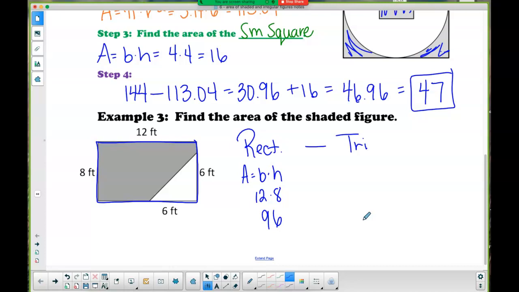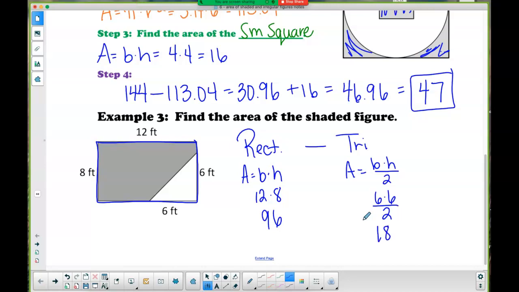Okay, so we started with just the rectangle. Now let's do the triangle. Triangle is area equals base times height divided by 2. Don't forget the divided by 2 part. What's the base and the height of the triangle? Caleb? 6 and 6. So 6 times 6 divided by 2. 6 times 6 is 36. Divided by 2 is 18.